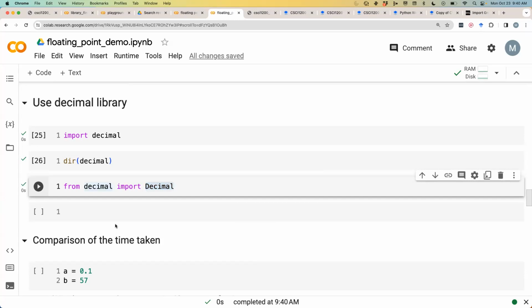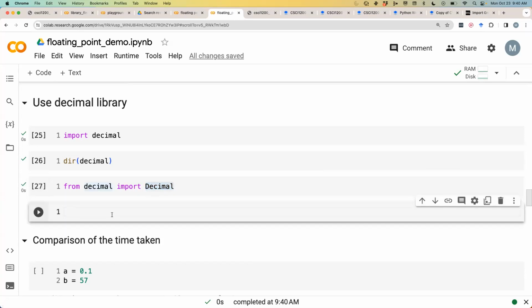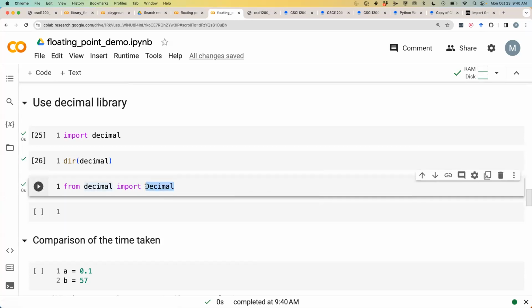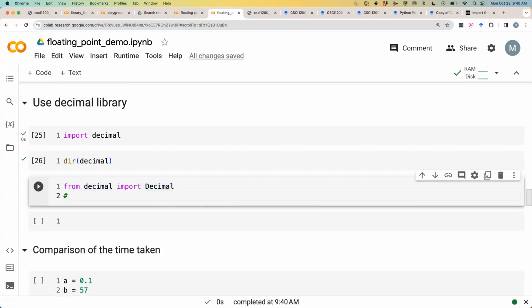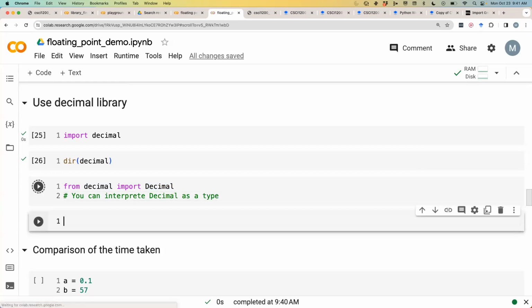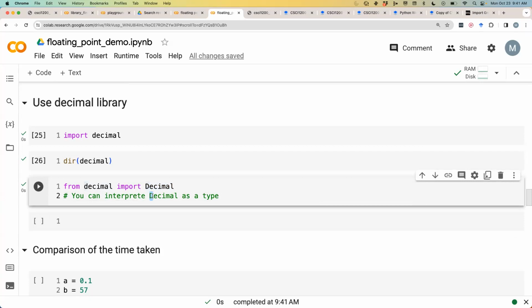All right, and how we're going to use it is we're going to typecast, we look at it as a type. So you can interpret capital D Decimal as a type. Okay, instead of type float, now it's going to be type Decimal with a capital D.